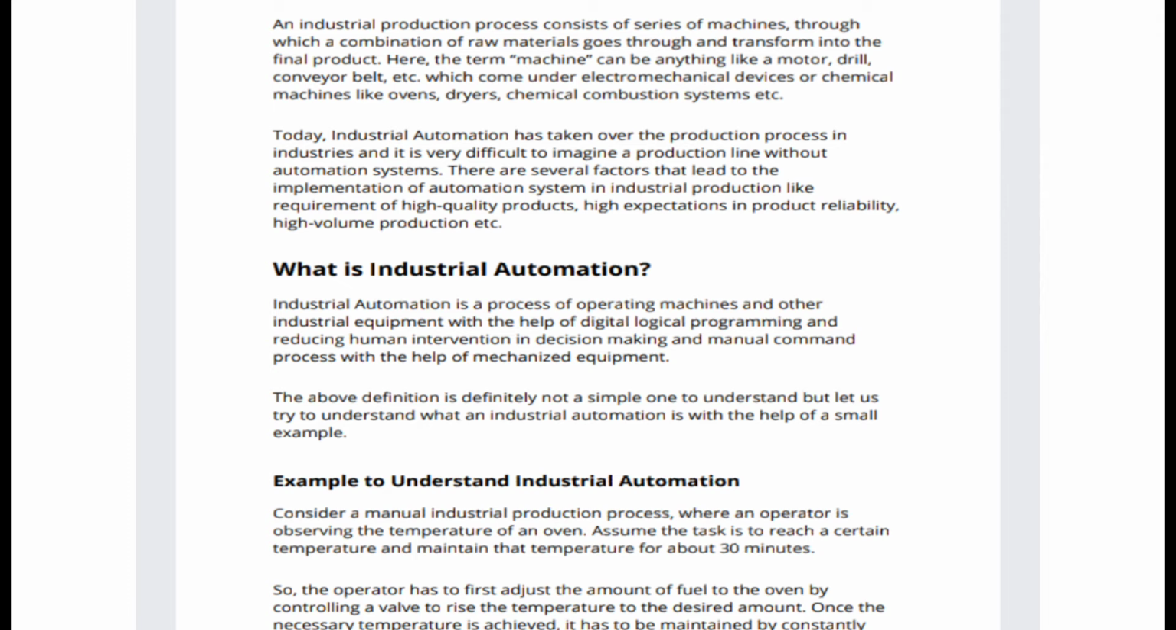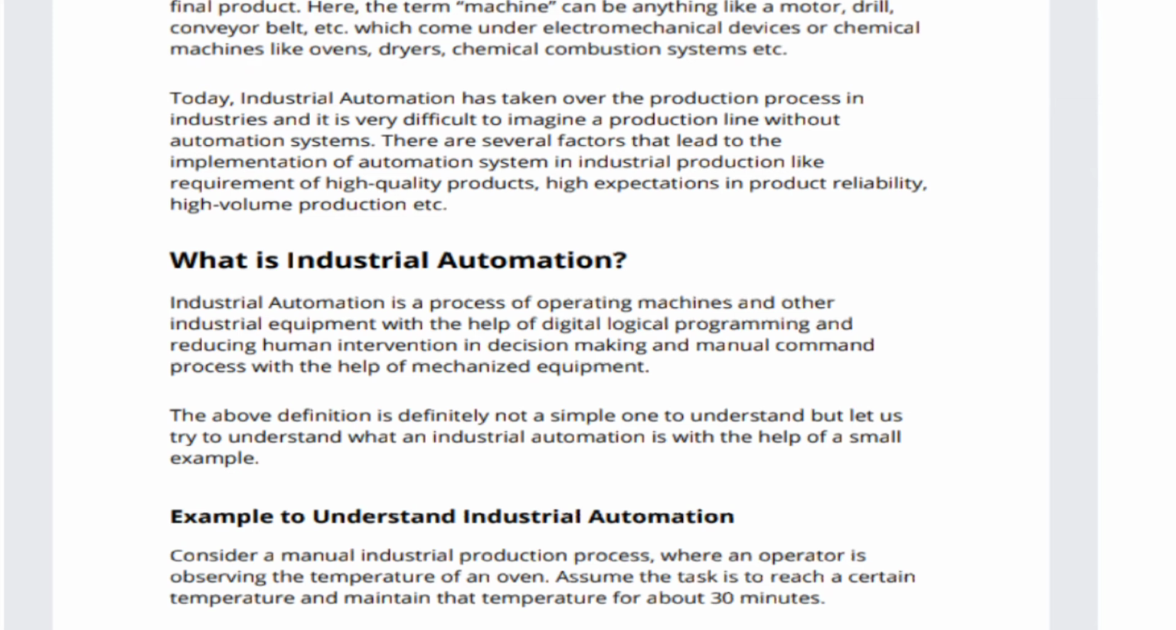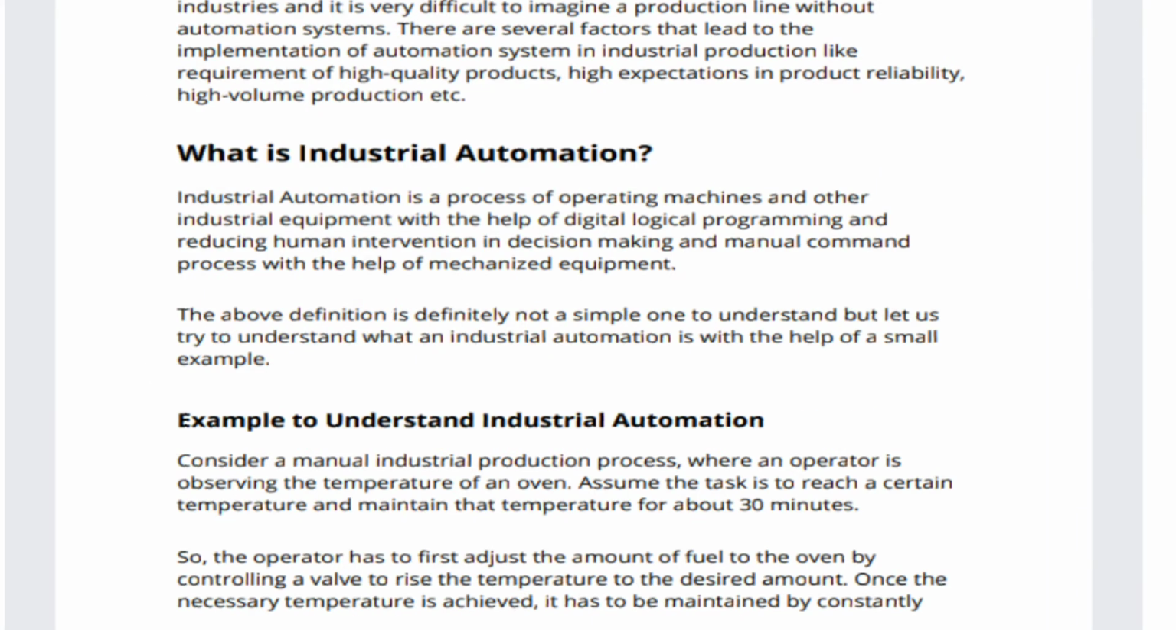So what is industrial automation? Industrial automation is a process of operating machines and other industrial equipment with the help of digital logic programming and reducing human intervention in decision making and manual command process with the help of mechanized equipment. The above definition is definitely not a simple one to understand, but let us try to understand what industrial automation is with the help of a small example.